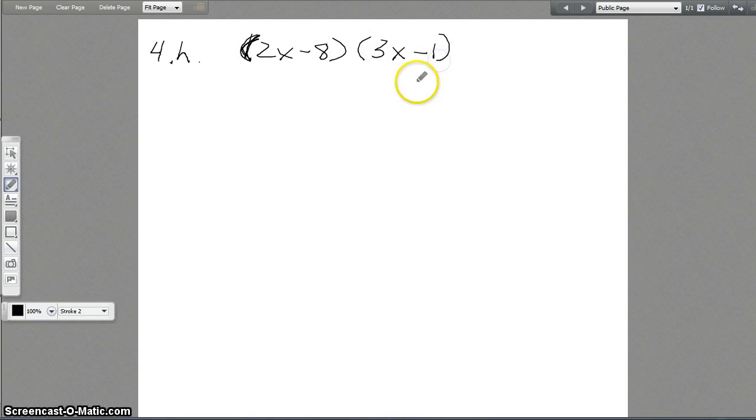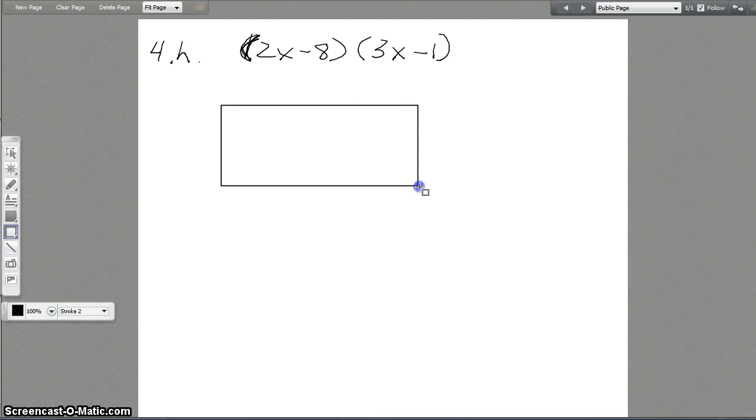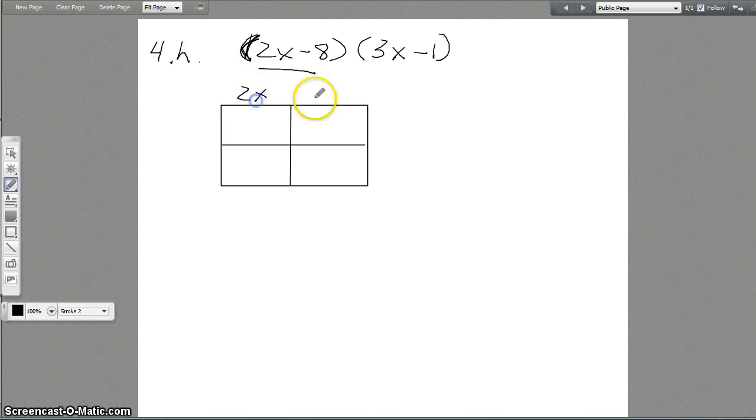And I'm going to work this out two different ways. First, I'm going to do the box method because I really like the box method. It's also called the diagram method or the grid method. But I like this one because this method always works and because it makes sure that you actually multiply everything out the way you're supposed to. So I've got 2x minus 8, so I'm going to put that across the top here.